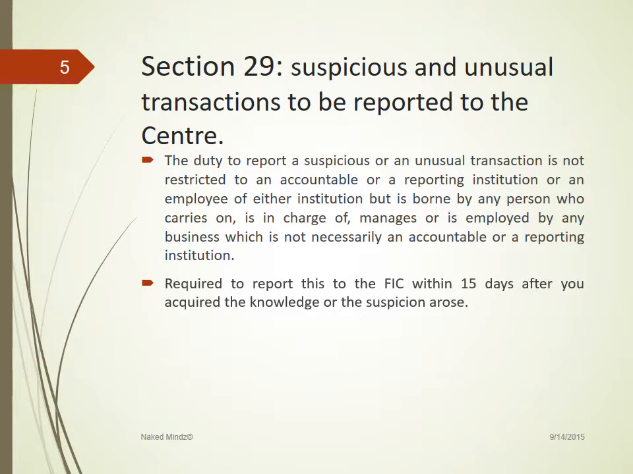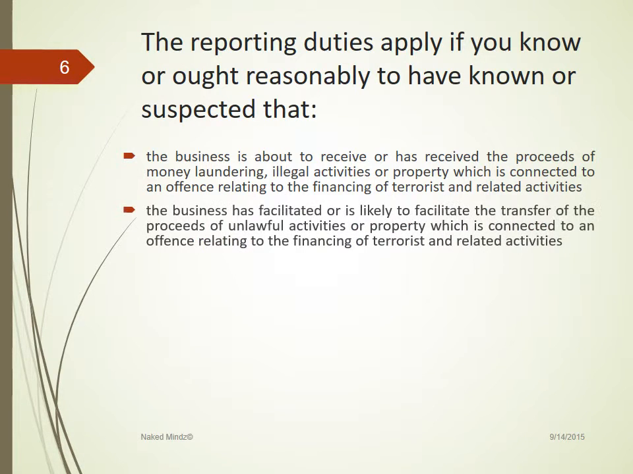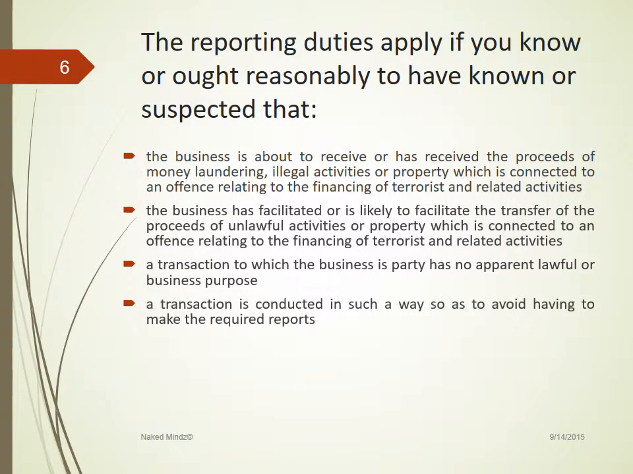Now, this report is required by the Financial Intelligence Center within 15 days after you've acquired the knowledge or the suspicion arose. The reporting duties apply if you know or ought reasonably to have known or suspected that the business is about to receive or has received the proceeds of money laundering, illegal activities, or property which is connected to an offence relating to the financing of terrorism or related activities, or the business has facilitated or is likely to facilitate the transfer of proceeds of unlawful activities or property which is connected to an offence relating to the financing of terrorism or related activities, or a transaction which the business is party to but has no apparent lawful or business purpose, or was made in order to avoid having to make the required reports.